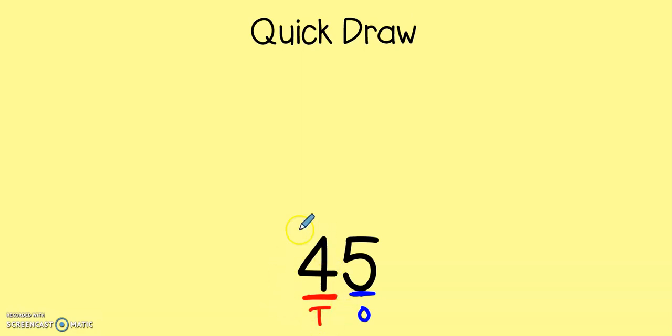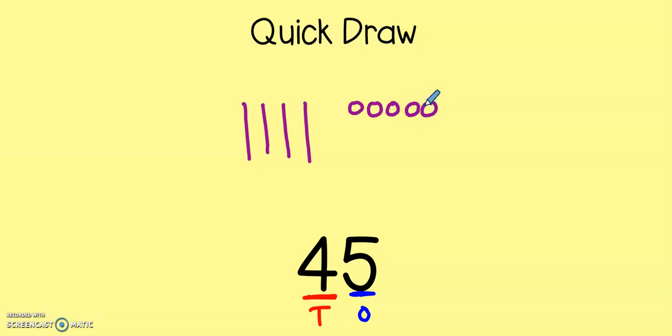I always like to start with the biggest part of the number. Tens are bigger than ones. So let's draw our 4 tens. Let's count as we draw. 10, 20, 30, 40. Okay, so I have 40 and I need 5 ones. 41, 42, 43, 44, 45. And there is my quick draw.